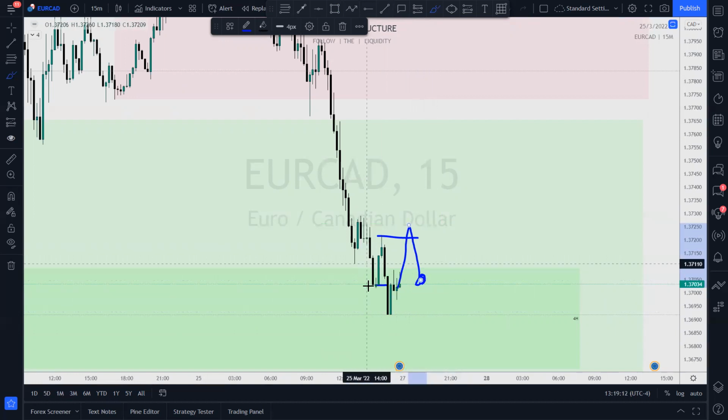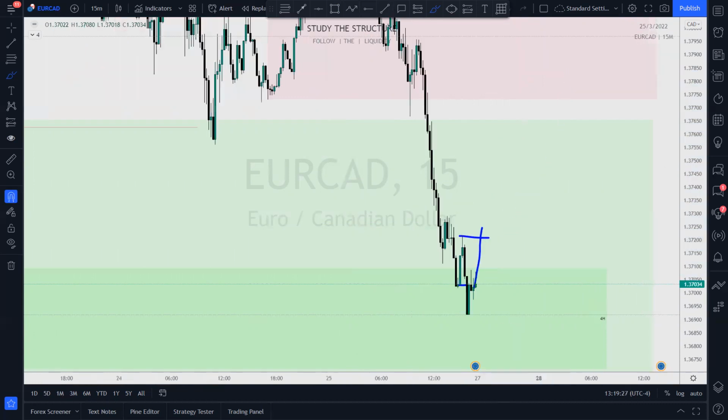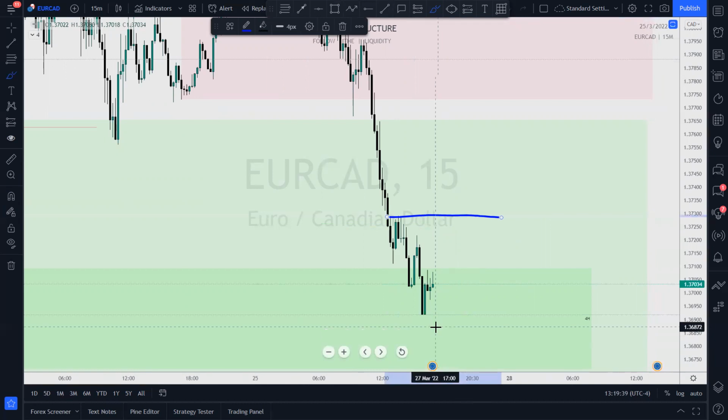All right, and this would be based on a change of character. Okay, but I believe this is going to have some legs to it, and there's plenty of pips to get, in my opinion. It's a worthwhile trade, but when it comes to counter trend trades, I like to see confirmation. I'd like to see a high break that. All right, if it comes down further, no problem.